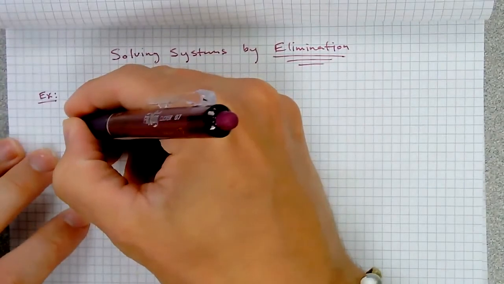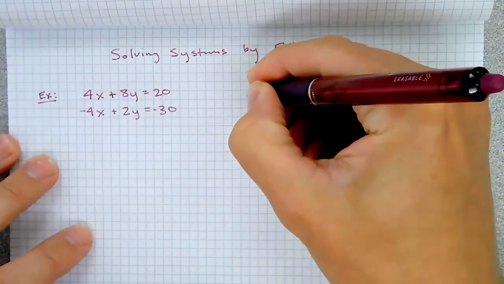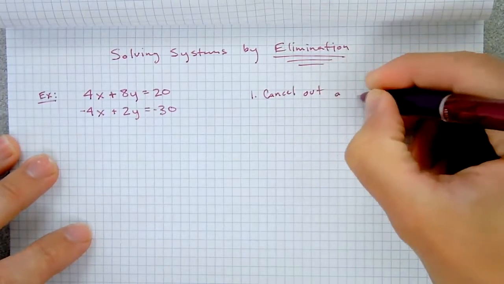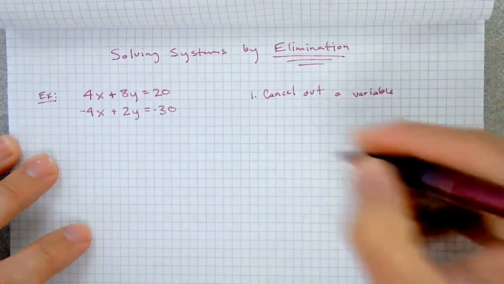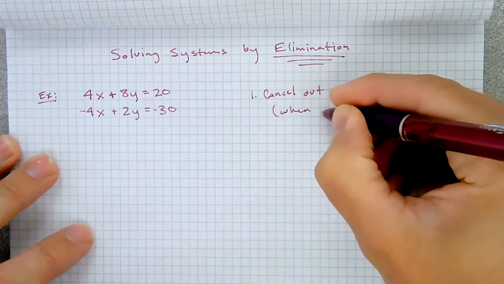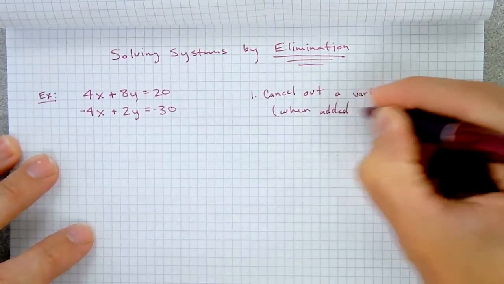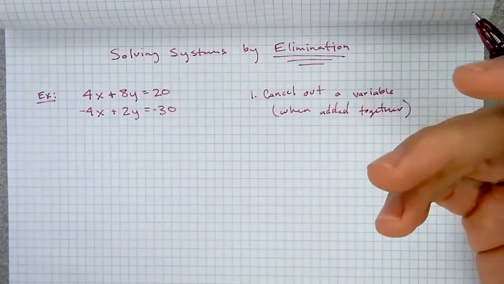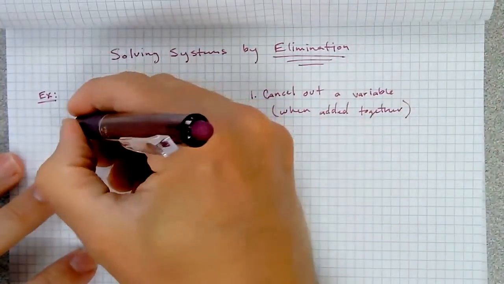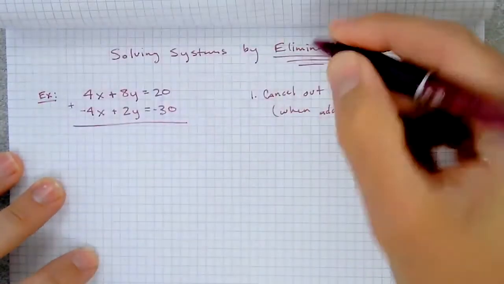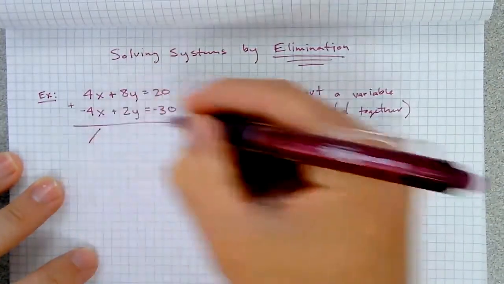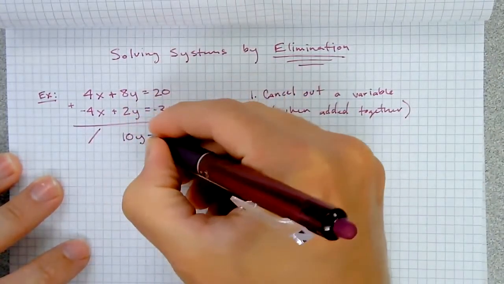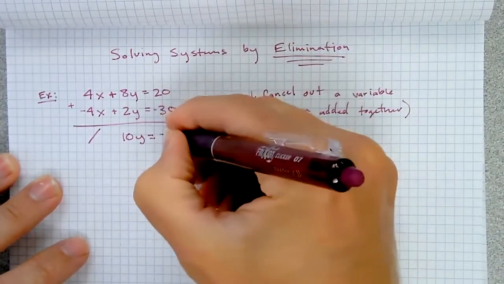Right, so it's really fairly simple. All we're going to do is we want to essentially cancel out a variable. What I mean by that is when we add together the two equations, we want one of the variables to cancel out. So in this example, it's pretty straightforward, because when we add these together, 4x and negative 4x cancels out. Now we're left with 8y plus 2y is 10y. And then 20 and negative 30 would give us a negative 10.